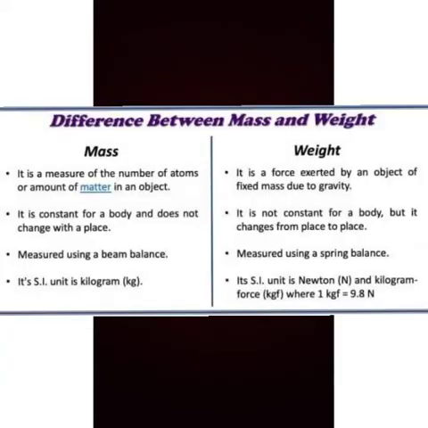Now we will see the difference between mass and weight. What is mass? It is a measure of the number of atoms or amount of matter in an object, and it is constant for a body, and it does not change with place, and it can be measured using a beam balance, and its SI unit is kilogram. Now what is weight? It is a force exerted by an object of fixed mass due to gravity, and it is not constant for a body, but it changes from place to place, and it can be measured using a spring balance, and its SI unit is Newton.